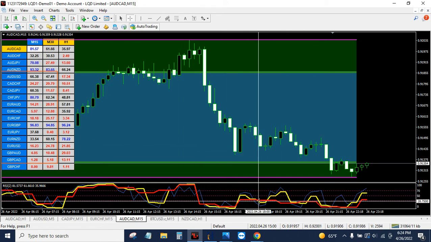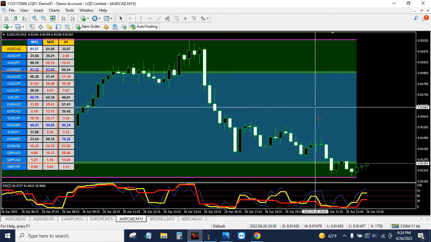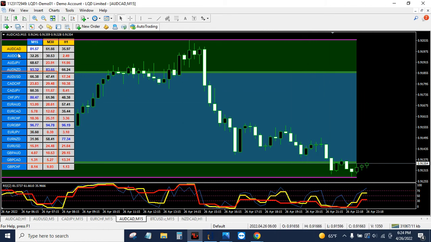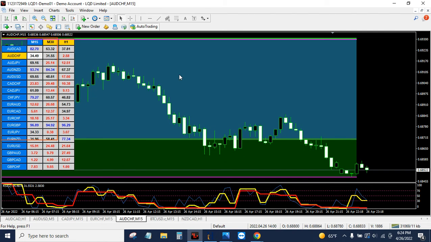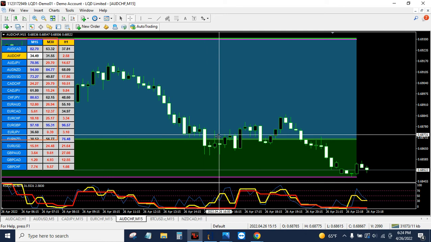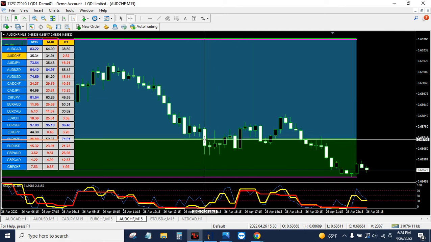So it has been short ever since, because the three RSIs never crossed up the 50 level. So this is Aussie CHF. The same thing. Remember, this is 100% automatic. I don't do anything to the EA. It's just going to be trading by itself.